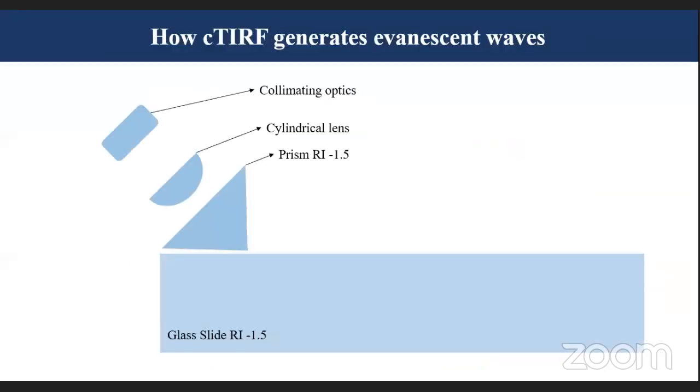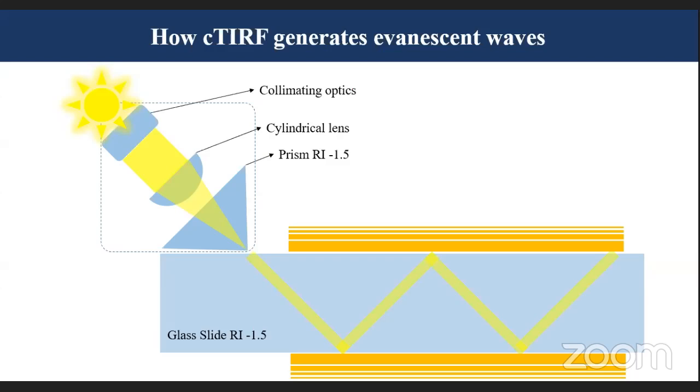And then I designed something where I put the prism, a cylindrical lens and collimating optics, and put the light from the side. And I learned that it is getting trapped easily. It is generating high depth evanescent waves on the upper and lower side of the glass slide. And bingo, this was my setup.